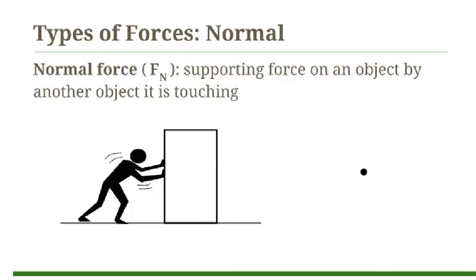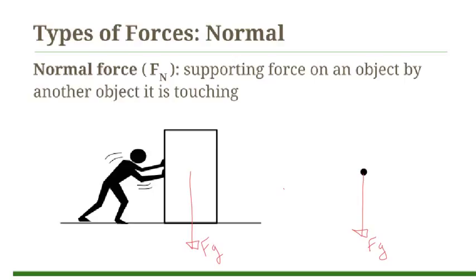The next force you're responsible for understanding is the normal force. And the normal force is the supporting force on an object by another object that is touching it. So we generally will draw the normal force as opposite to the gravitational force. So if the gravitational force goes down like this, which is true, I'm going to draw it over here on our dot for our force diagram.